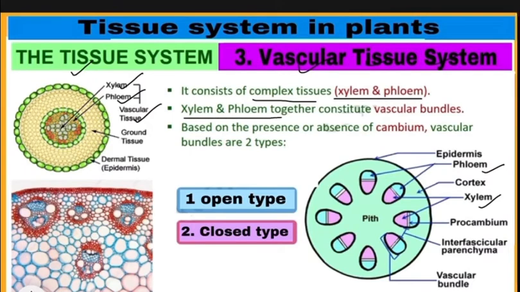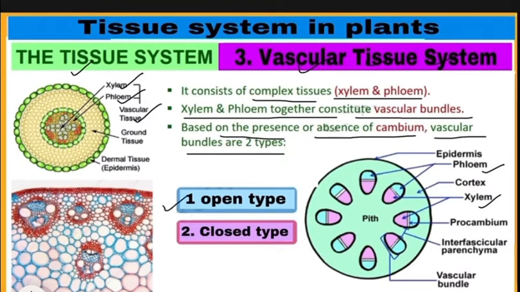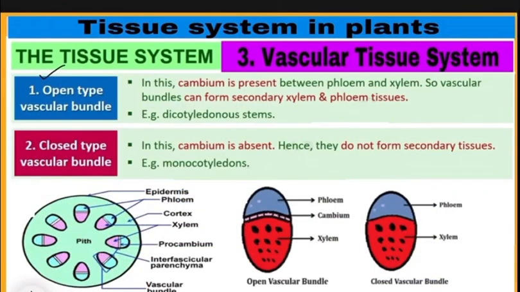Xylem and phloem together constitute vascular bundles. Based on the presence or absence of cambium, vascular bundles are of two types. Number 1 open type and number 2 closed type. Now let us see their structure. See the two types of vascular bundle.